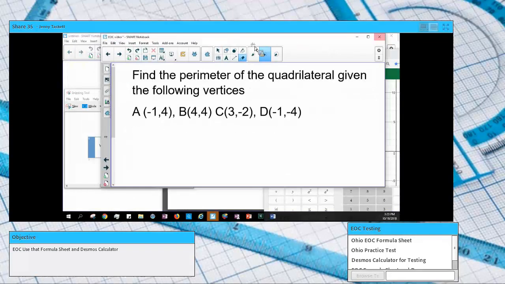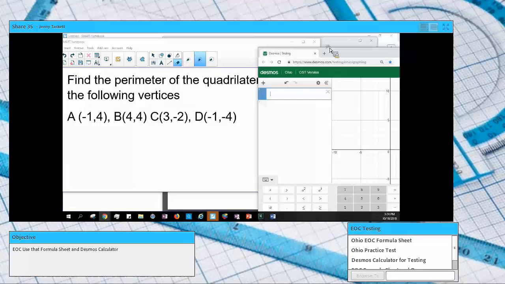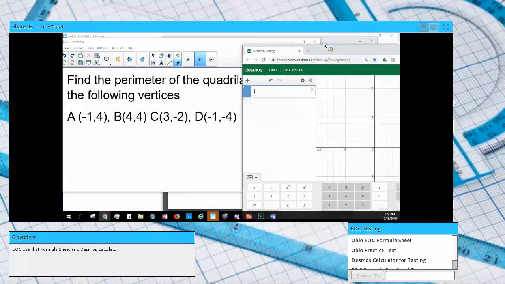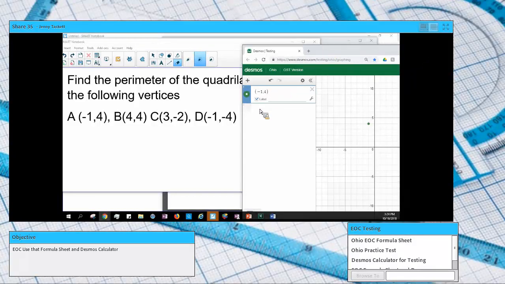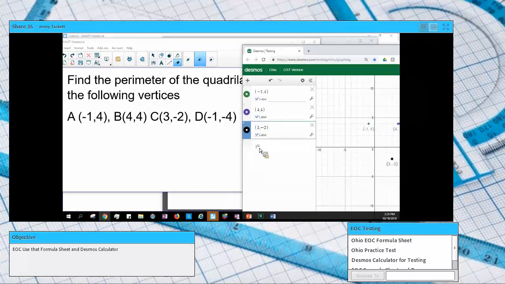So one of the things that I can do is graph points on Desmos. Let me just put those out there: -1, 4; 4, 4; 3, -2; and -1, -4. Noticing I'm labeling them because that's going to help me overall.